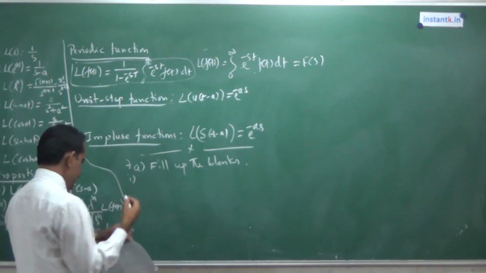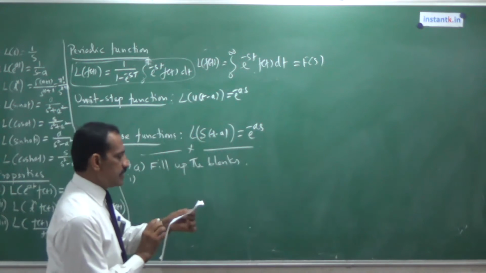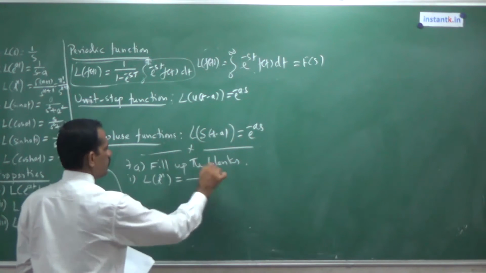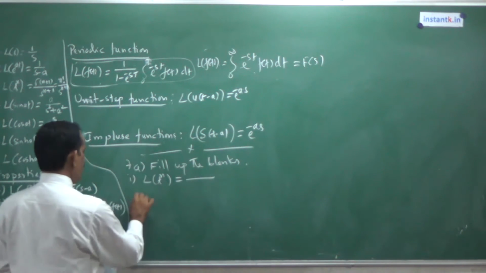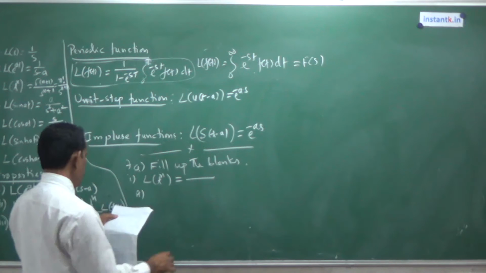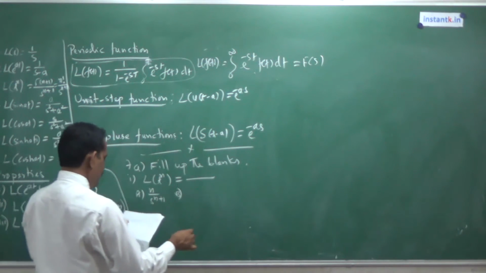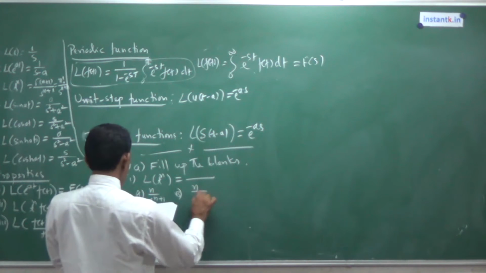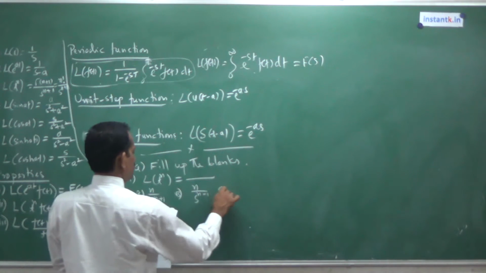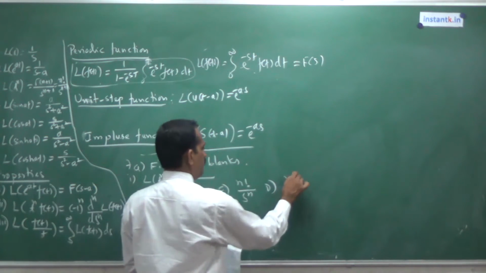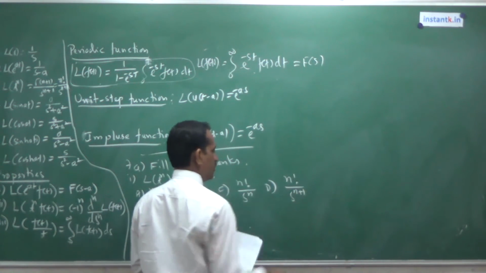The first question asked is a very simple question: the Laplace transform of t to the power n is equal to dash. The four options given: the first one is n by s to the power n plus 1. B is n by s to the power n minus 1. C is n factorial by s power n. D is n factorial by s to the power n plus 1.